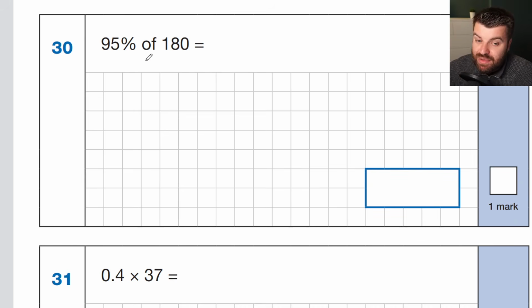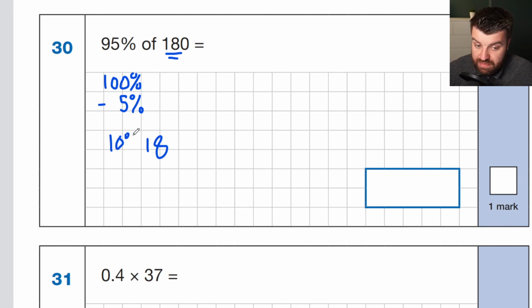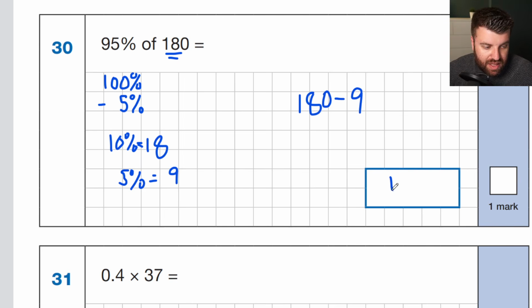95% of 180. I'm going to show you a shortcut. If I can work out 5%, I can just do 100%, which is the whole number, take away 5%. So how can I work out 5%? Well, 10% of 180 is 18, because I divide by 10 for 10%. So 5% is half of 10%. So half of 18, you guessed it, is 9. So if I literally do 180, take away 9, that's going to give me the answer of 171, which is the correct answer.